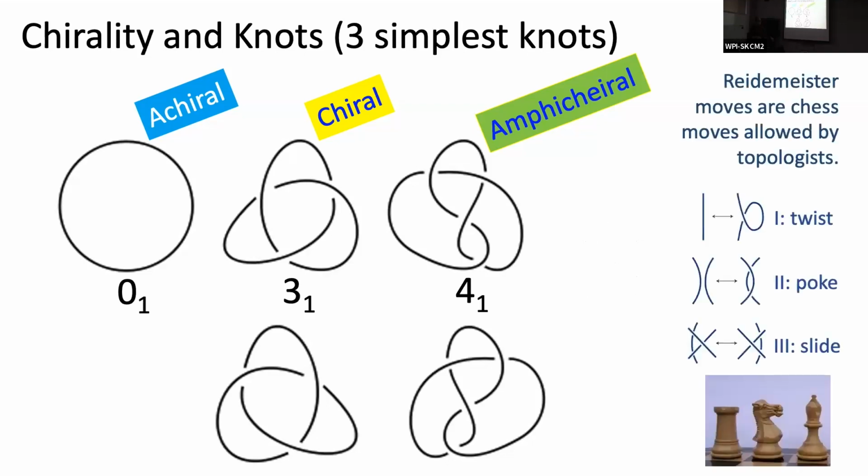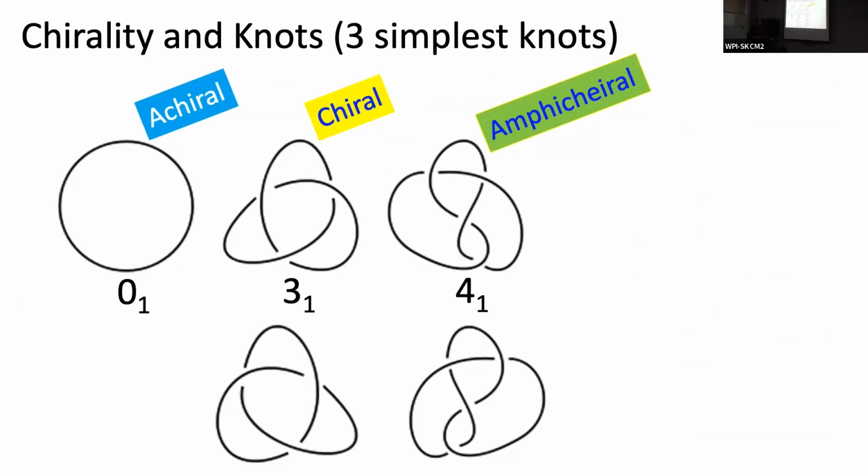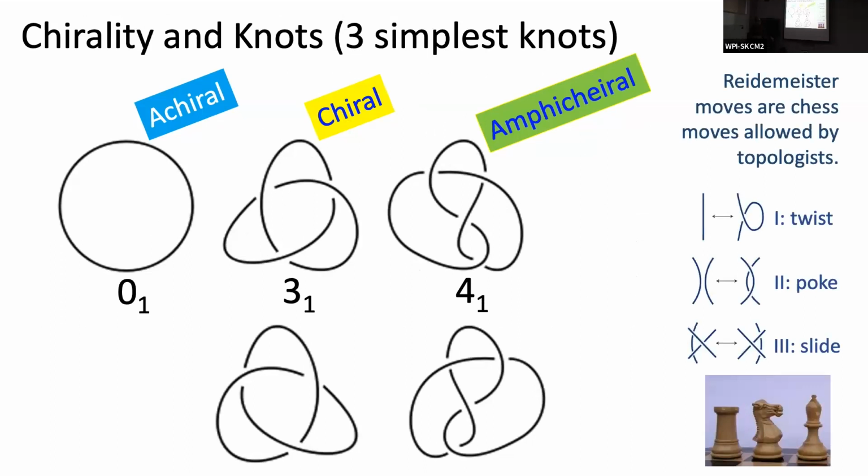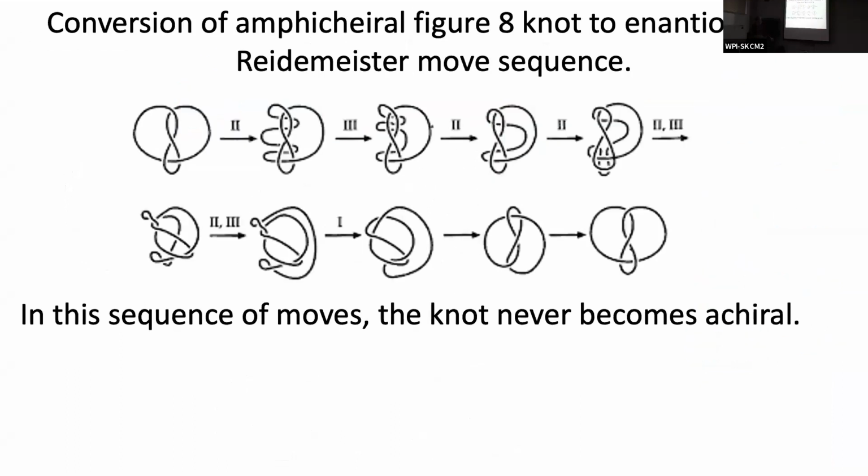In this animation, what's being shown are a series of Reidemeister moves, and I think everybody knows that Reidemeister moves are the kind of chess moves that topologists allow themselves. They allow you to change the presentation of one structure to another without changing anything fundamental, that is, without crossing or breaking any edges. And a series of Reidemeister moves will convert a right-handed figure-8 knot into a left-handed figure-8 knot by some sequence of moves.